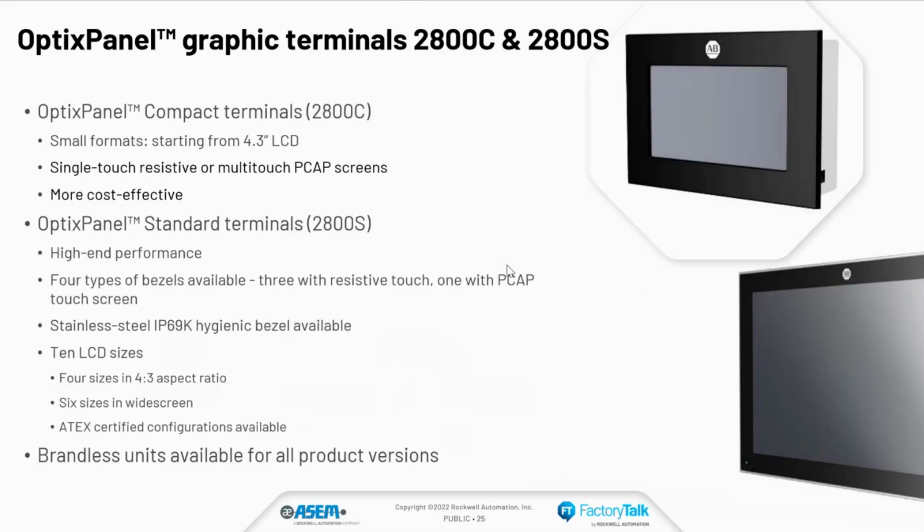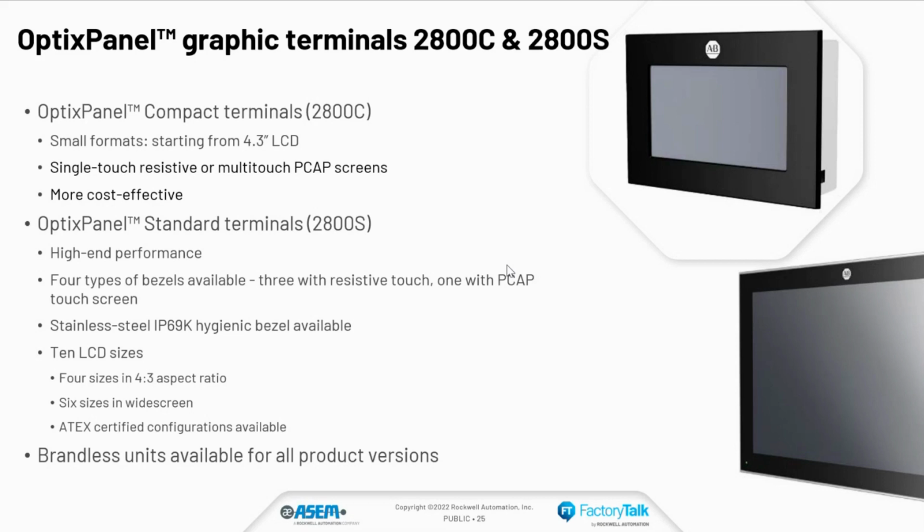Now, next up, the Optix panel. So the Optix panel is an ASEM panel, essentially, that is dedicated to run FactoryTalk Optix applications. And it comes in 2 families. You have your compact series terminals. They're small, cost-effective terminals that come in either resistive touch screens or your multi-touch glass capacitive screens.